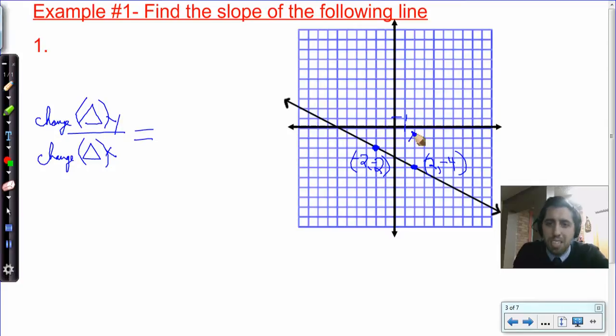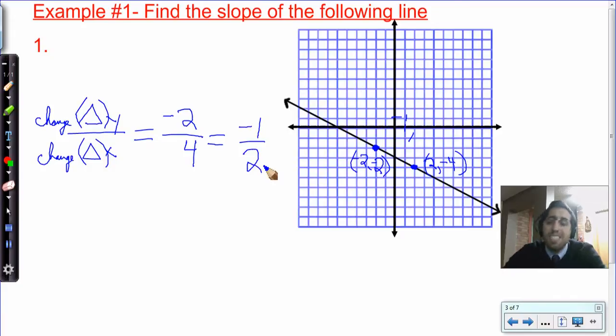What I would like to do is say, okay, how much does y change as we go to the right? Well, it goes down 2. So the change in y is negative 2. What's the change in x between these 2 points? Well, we move to the right 1, 2, 3, 4. We move to the right 4 points. What's a simpler way to write negative 2/4? Well, that's just negative 1/2.